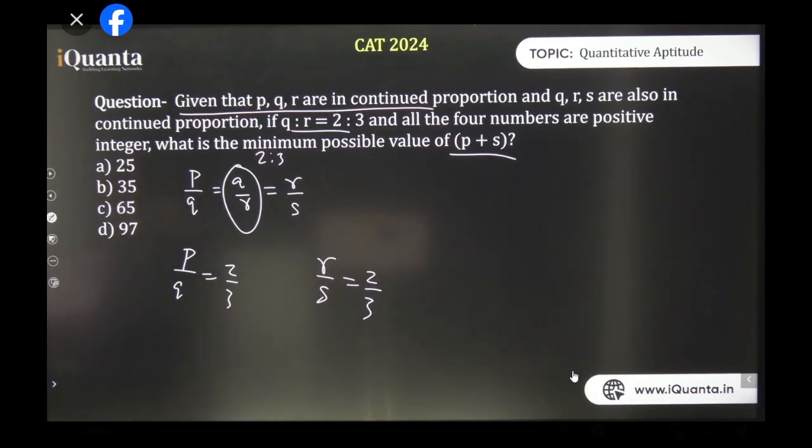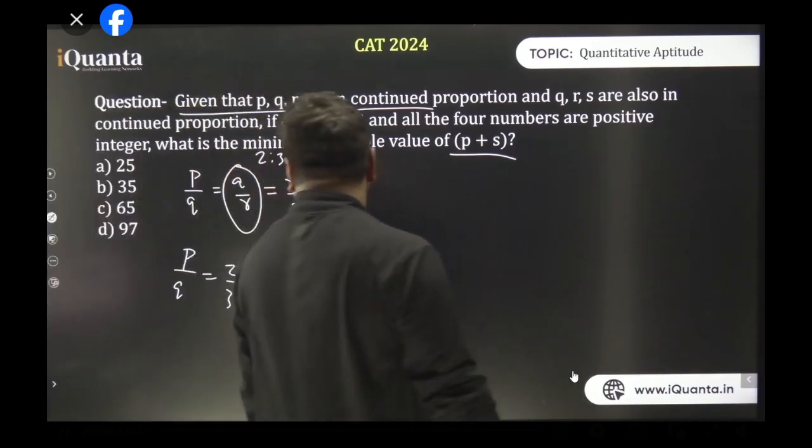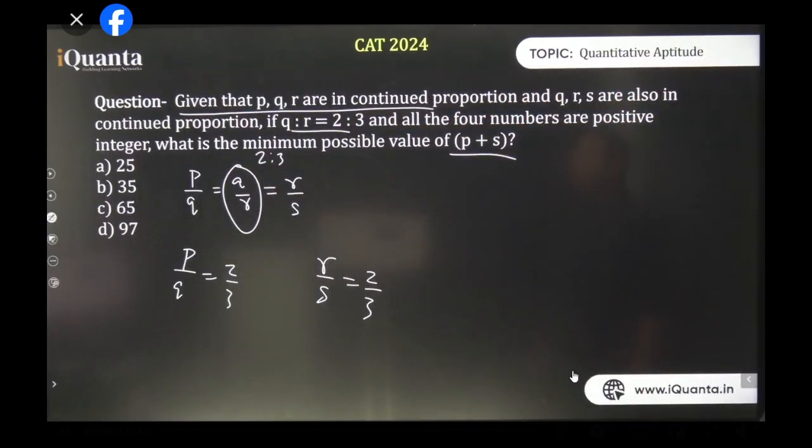Yeah, and I was waiting for you to go ahead with this. I will tell you anyway. We have to find the minimum possible value of P plus S. Minimum possible.